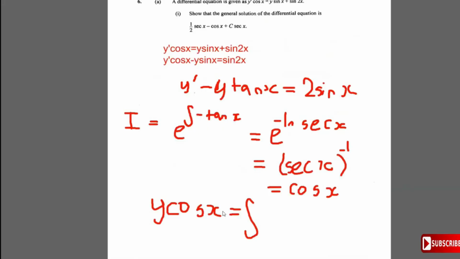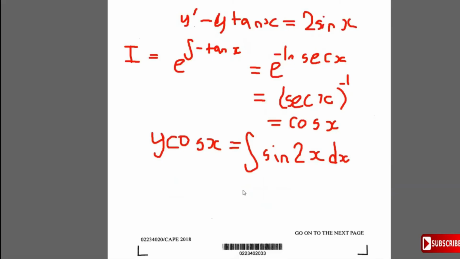2 sine x times cos x, but 2 sine x times cos x is just going to be sine 2x. So it's equal to the integral of sine 2x dx. Nice and easy. So when you integrate sine 2x, when you differentiate sine, you get cos. So when you integrate sine, you get minus cos 2x over 2 plus some constant c, and that is y cos x.